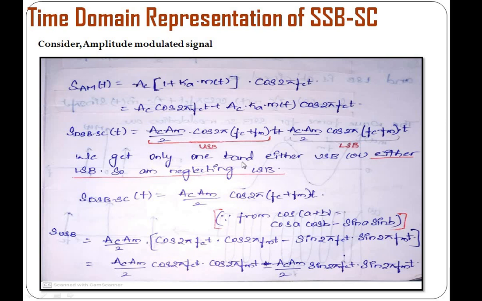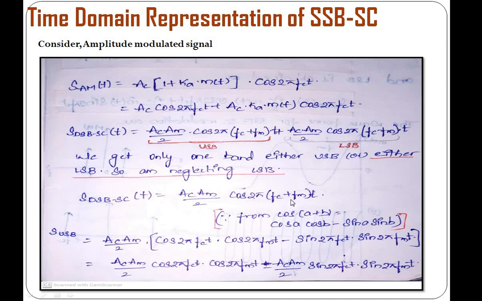So I am neglecting one sideband. What I will do, I will remove this one. Suppose you can remove either this or this. I am removing this lower sideband. So your SSB signal will be Ac Am by 2 into cos 2π(fc plus fm)t, isn't it? So this is your only one sideband, the upper sideband, which can be given by the formula.